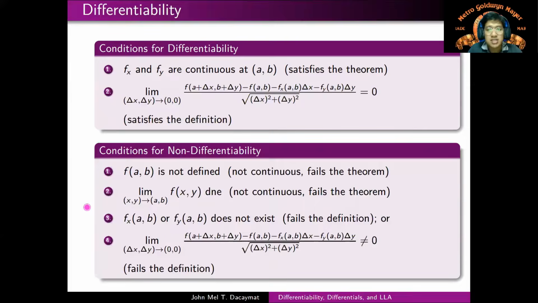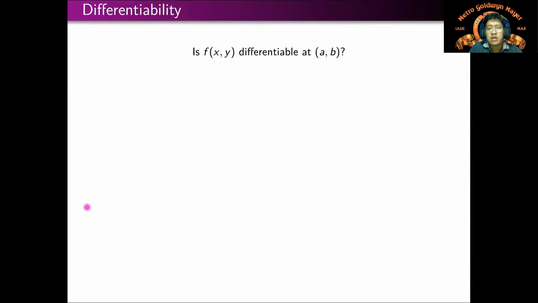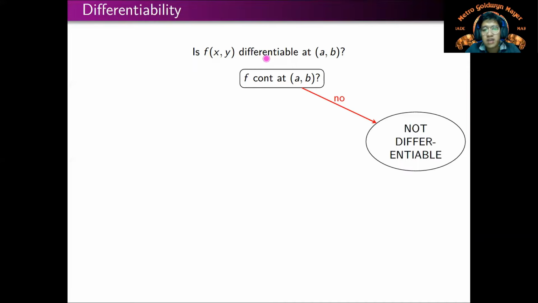Okay, so I have a suggested flow that we can follow to check if a function is differentiable at ab. The easiest thing to check first, because you have many conditions, you don't know which to check first. So it's best to check for continuity first because it's very easy. Check for the function value, check for the limit, and check if they're equal. If it's not continuous, tapos ka na. Hindi differentiable by one of your conditions. But if it happens to be continuous at ab, wala ka pang masasabi, you have to do something else.